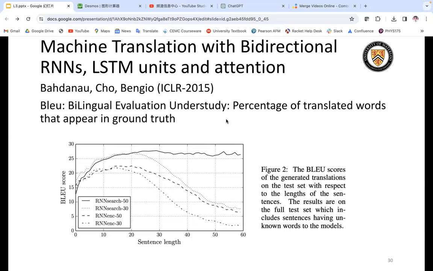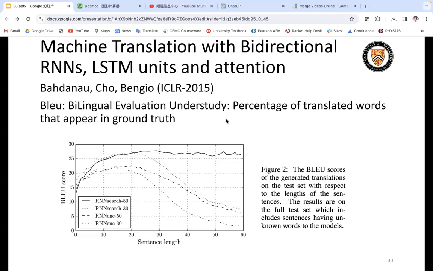So here we have 4 curves: RNN search 50, RNN search 30, RNN enc 50, and RNN enc 30. Here, search means they use attention, and enc means they do not use attention, and 50 and 30 represent the sentence lengths. So in this figure, we can see the BLEU scores of the generated translation on the test set with respect to the length of the sentences.